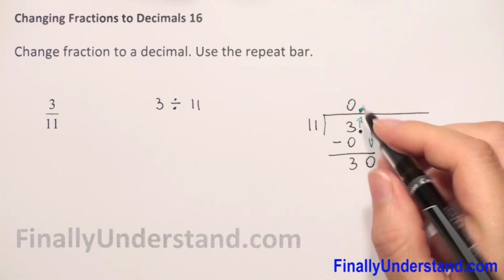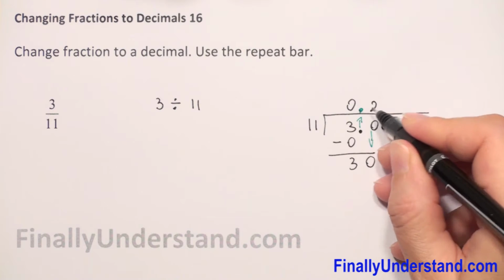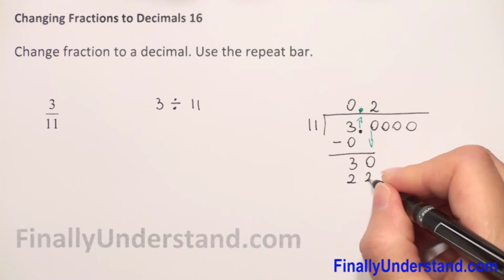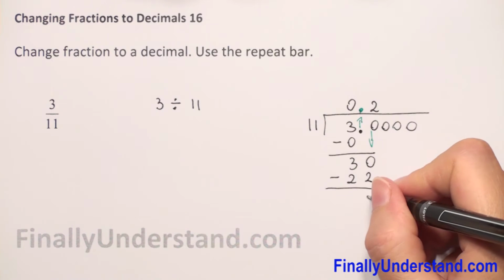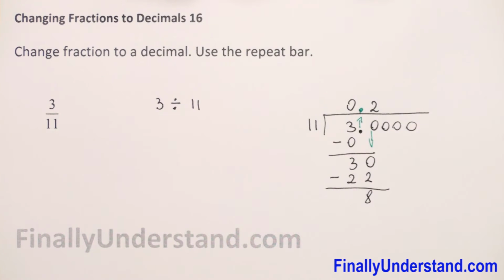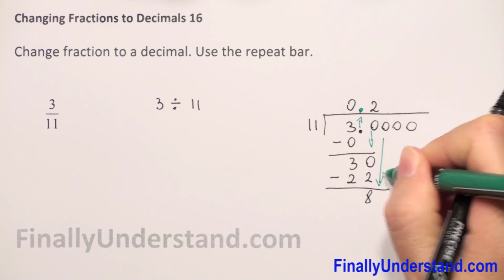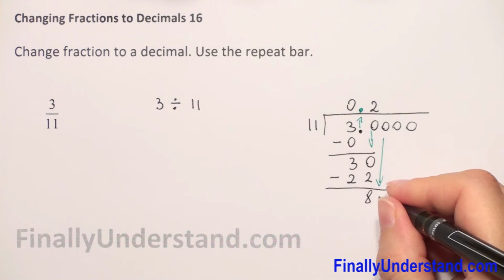So we have 30 divided by 11 is 2. 2 times 11 is 22. Subtraction. So we have 30 minus 22 is 8. We take down the next digit. So it will be 80.